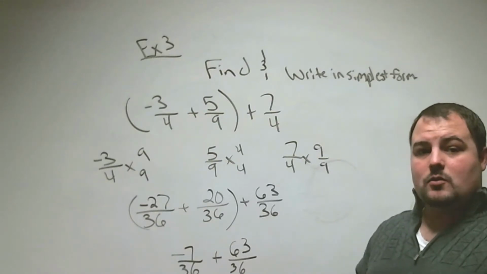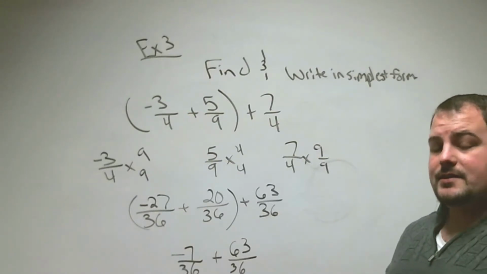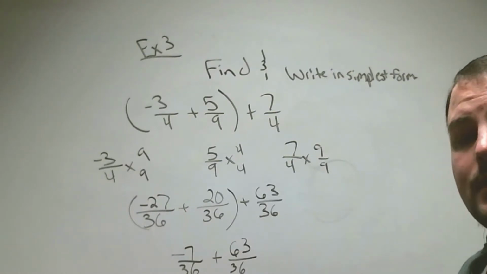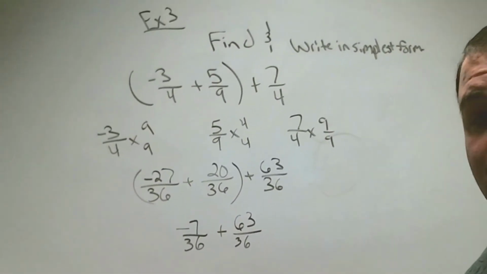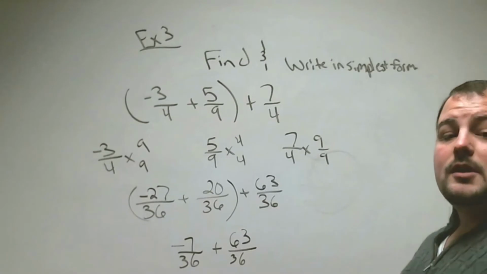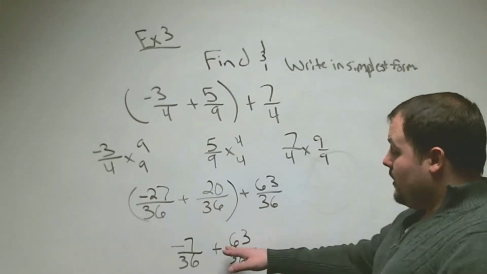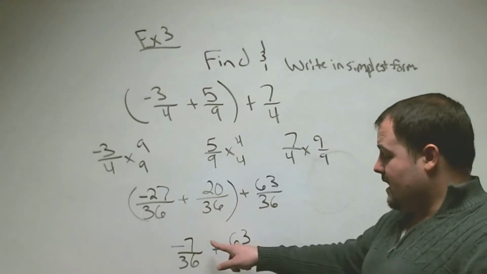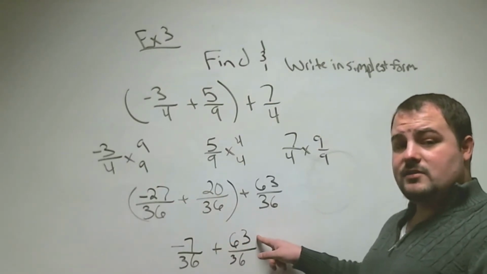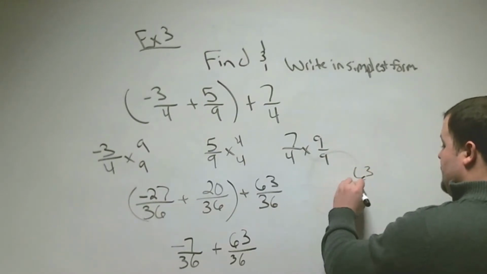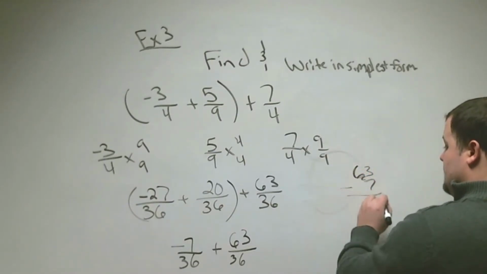Okay, so we have negative 7 out of 36, and we're adding 63 out of 36. I'm going to move this. There we go. So now that we're adding these, we have to think about this. We only have 7 negatives, but we have 63 positives. We have more positives. So this is where we take 63 and we subtract 7.